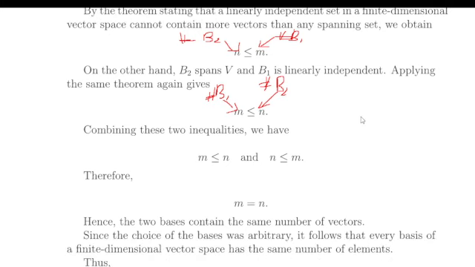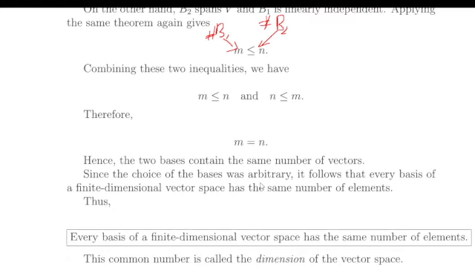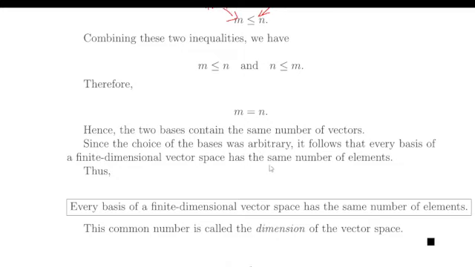So from both inequalities, we have that m is less than or equal to n, and n is less than or equal to m. Well, that must mean that m has to equal n. There's no other way. And hence, the two bases contain the same number of vectors. And since the choice of the basis was arbitrary, it follows that every basis of a finite dimensional vector space has the same number of elements. Thus, every basis of a finite dimensional vector space has the same number of elements. This common number is called the dimension of the vector space. And so that completes the proof.